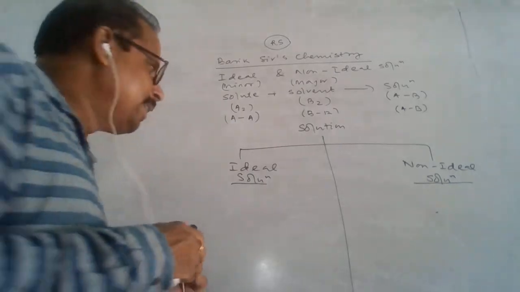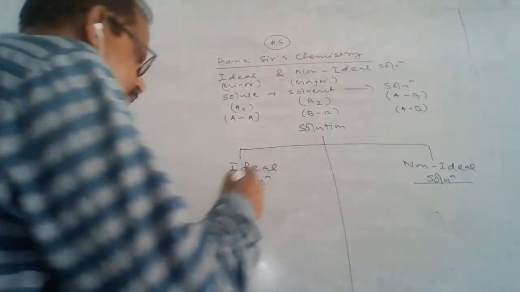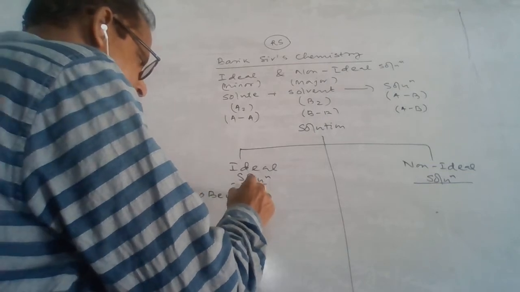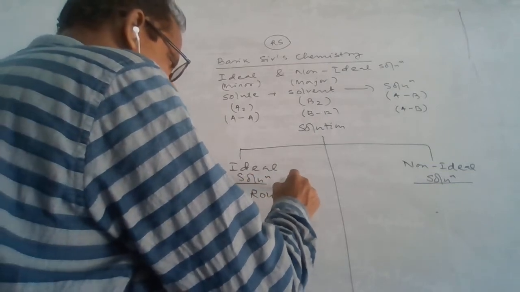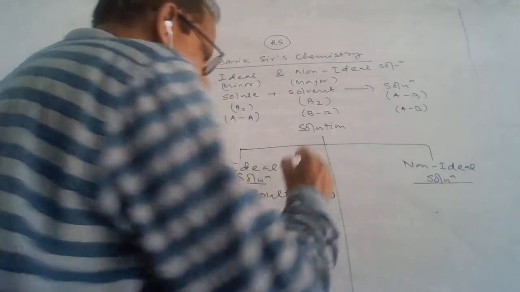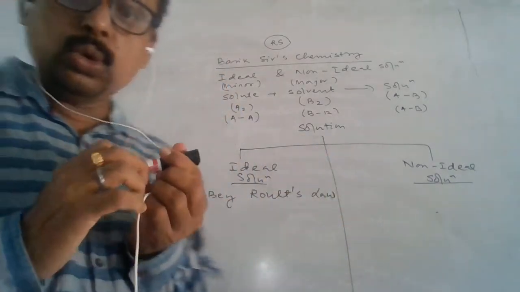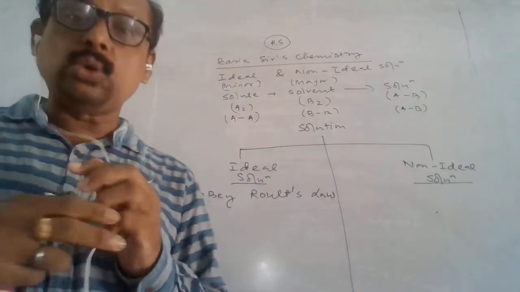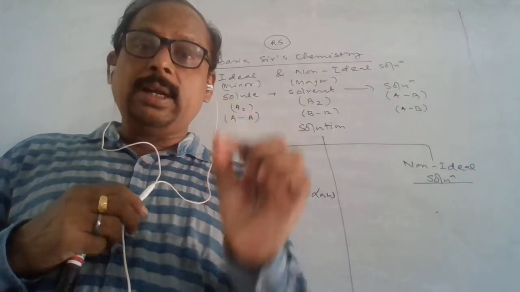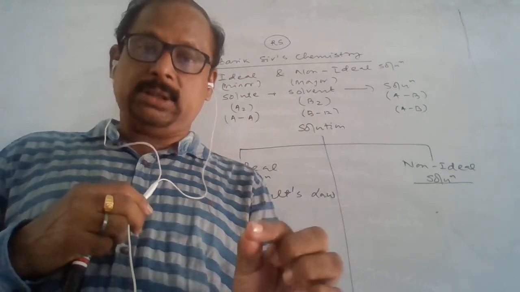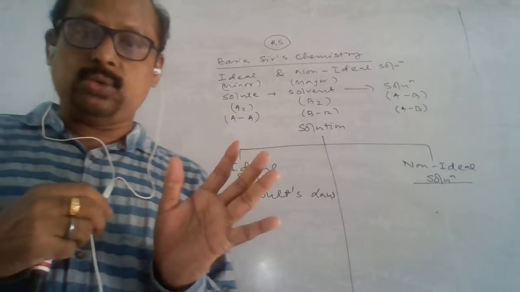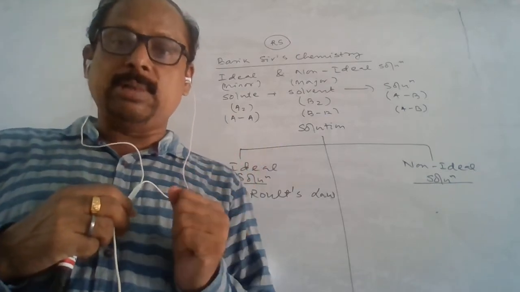Okay. So the ideal solutions. Ideal solution means the solution which obeys Raoult's law. The solution which obeys Raoult's law is called the ideal solution. What is Raoult's law? Raoult's law means the relative lowering of vapor pressure is equal to the mole fraction of the solute. So that is the statement of Raoult's law.